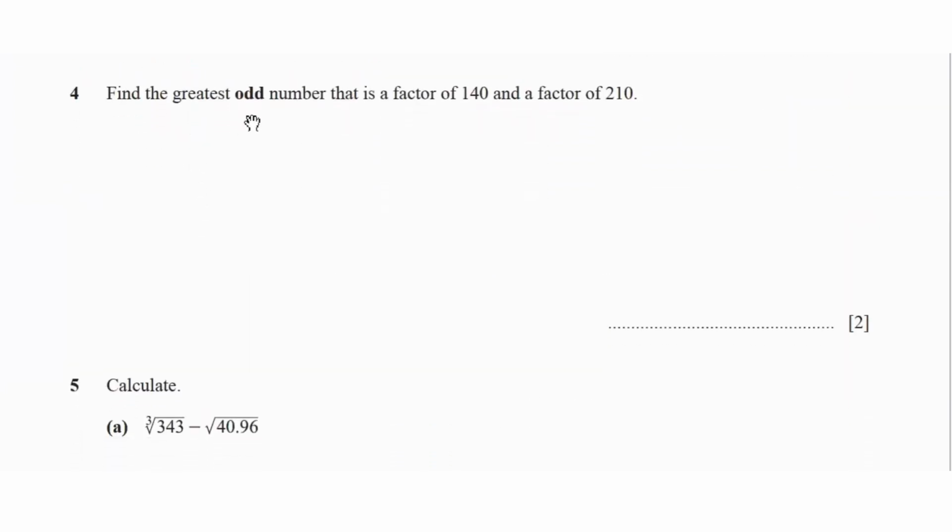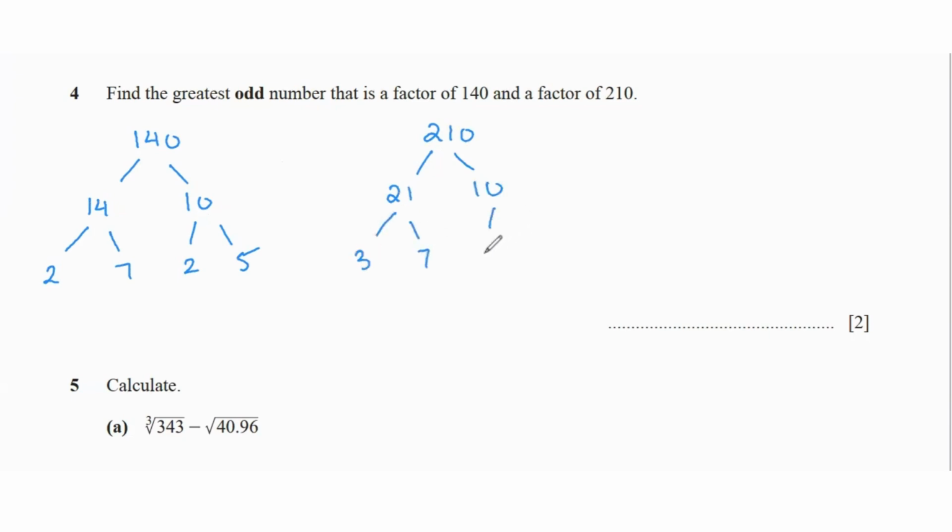Question 4 says find the greatest odd number that is a factor of 140 and 210. So if we break down 140 into its factors, that's 14 times 10. 14 is 2 times 7 and 10 is 2 times 5. For 210, that's 21 times 10. 21 is 3 times 7 and 10 is 2 times 5.